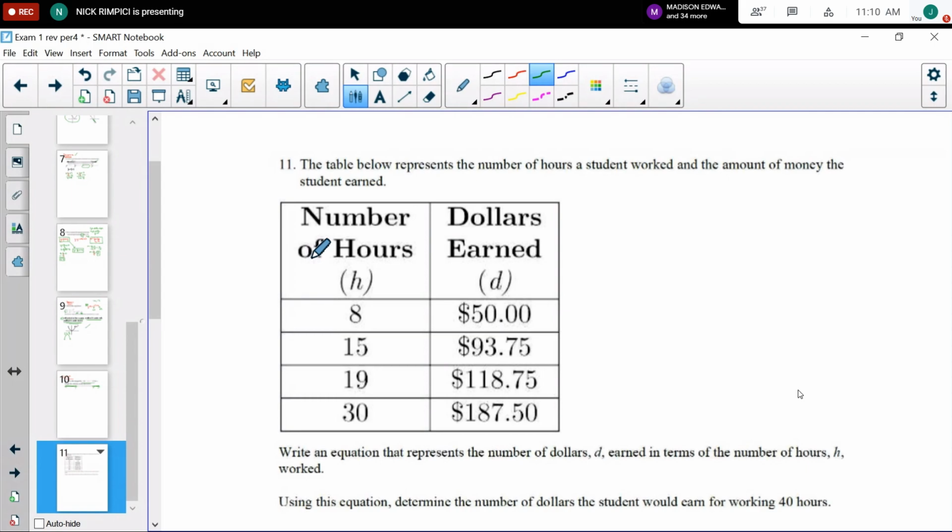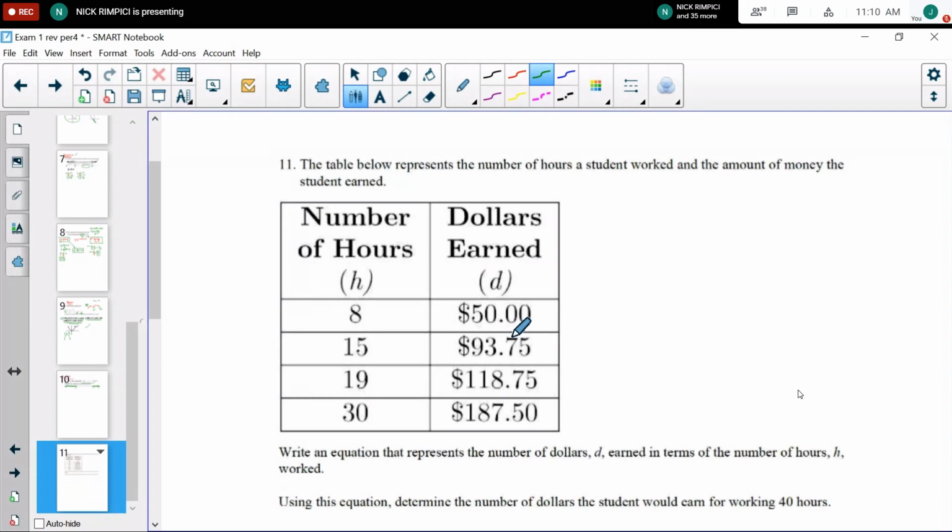The table below represents the number of hours a student worked and the amount of money that the student earned. So we can see if they work for 8 hours, they earn $50. If they work for 15 hours, they earn 93.75. For 19 hours, 118.75, and for 30 hours, $187.50. So we can see as we work more and more hours, the money we earn is increasing, and that should make sense to you, right?